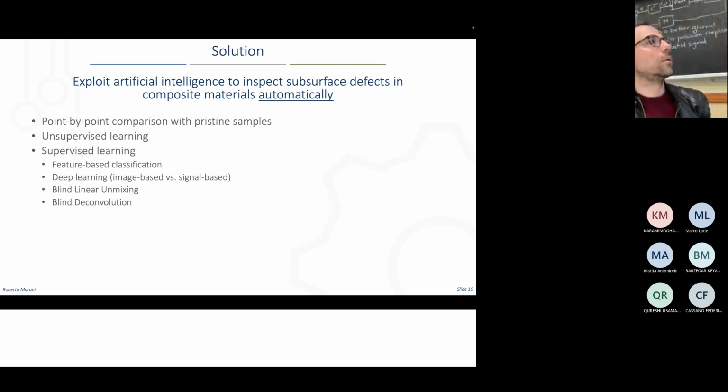Let's say here, so we want, of course, to inspect everything automatically. So starting from, for example, this point-by-point comparison with pristine samples, and that's what I was talking about a few seconds ago, unsupervised learning and supervised learning. The last two, blind linear mixing and blind deconvolution, are procedures that involve artificial intelligence, but the focus is more on the pre-processing of the data, on the extraction of features, and then using shallow classifiers like SVM, which we have already seen, for processing these kinds of features.